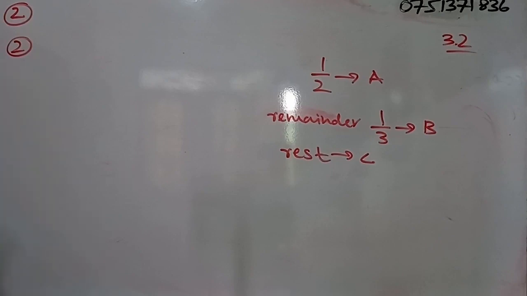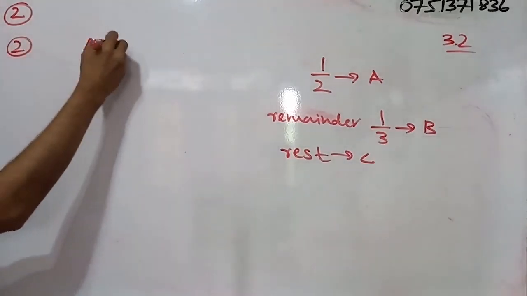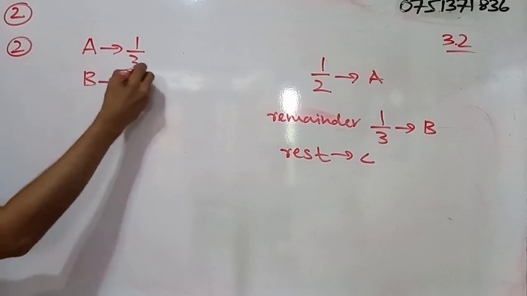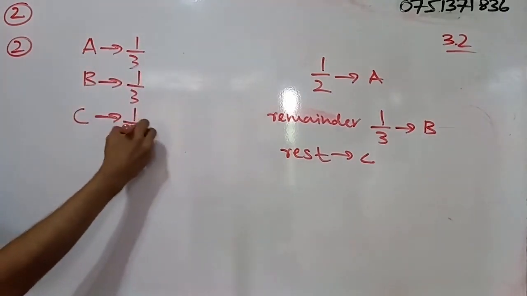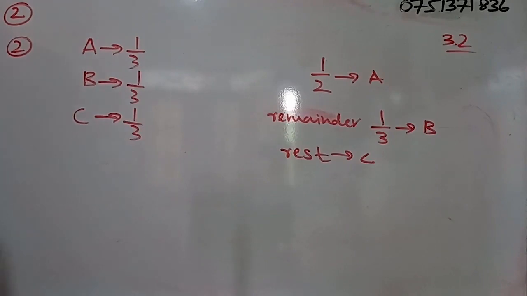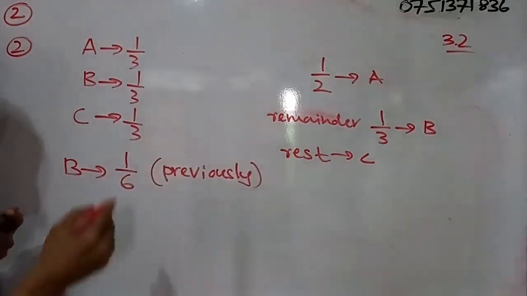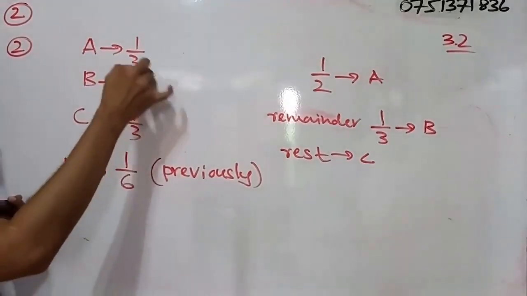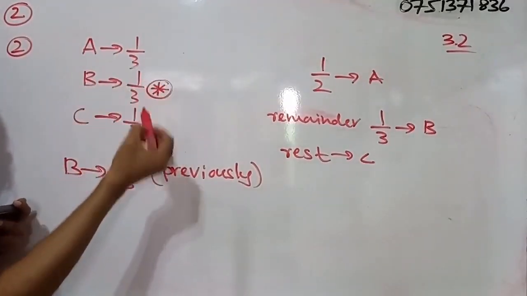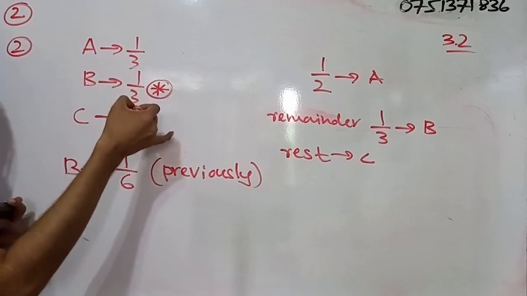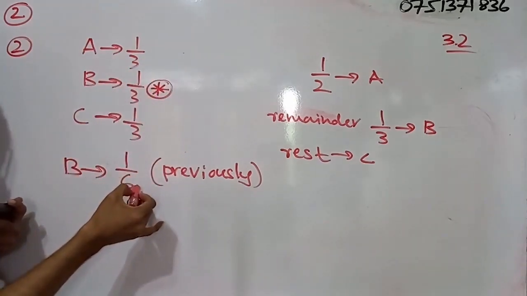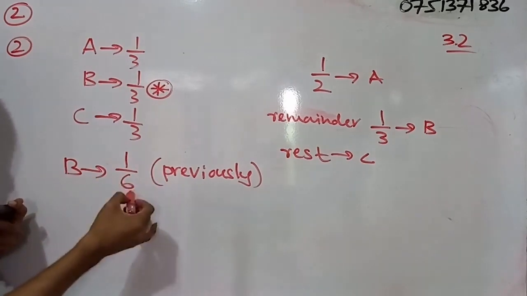Right, so now the amount has been divided into 3 equal parts. That means A received 1/3, B received 1/3, and C also received 1/3. So previously, what is the amount that B received? Previously, B received 1/6, no? So we need to prove now that the amount that B received, which is 1/3, is twice the amount which he received previously.